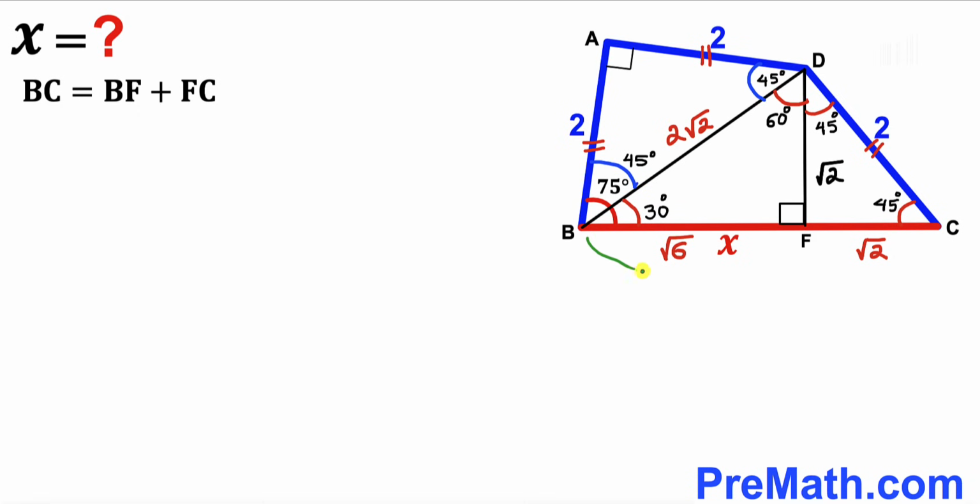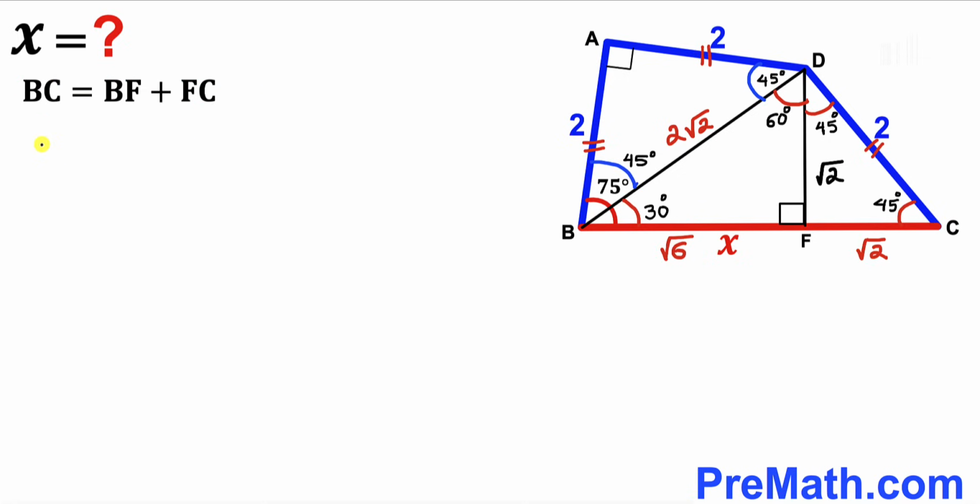We can see that this whole side BC length is equal to these two individual lengths BF and FC. As you can see in this equation, BC equals BF plus FC. And we know this whole BC length is x. This BF length is square root of 6. I'm going to substitute that square root of 6 value. And finally our FC length is square root of 2. So I'm going to substitute that one with the square root of 2 over here.